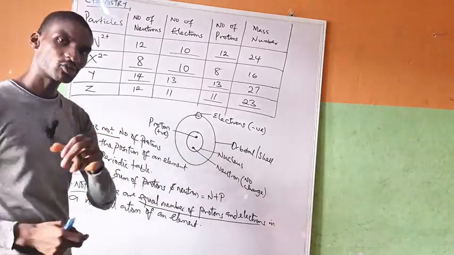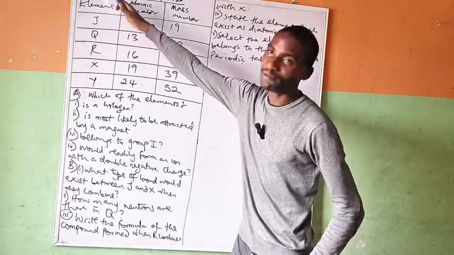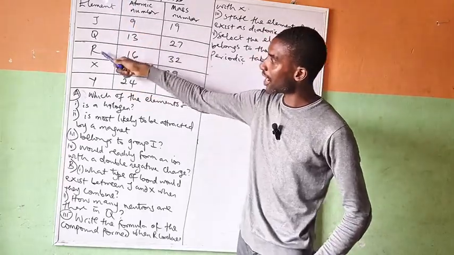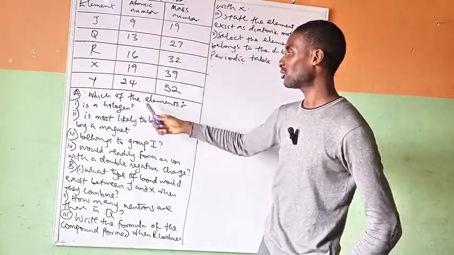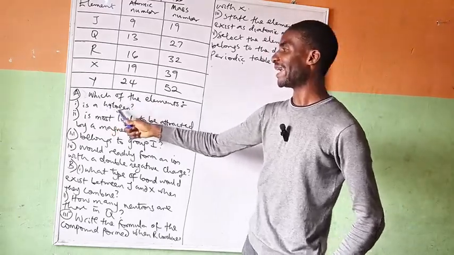All right, now let's go to the next question. Here you have a list of elements J, Q, R, X, Y. We were given the atomic number and the mass number. The first question says, which of these elements is a halogen?